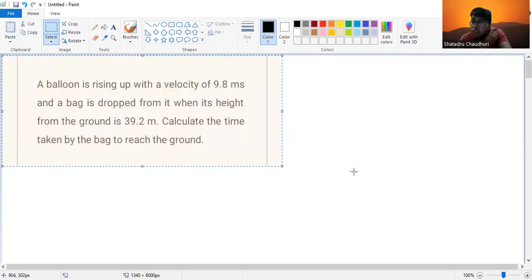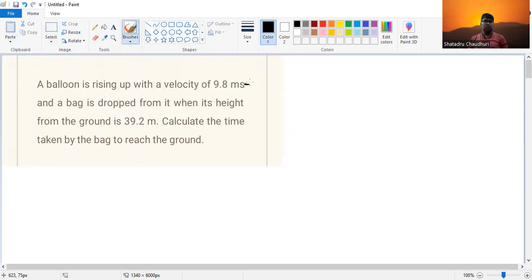There's a question: a balloon is rising up with a velocity of 9.8 meter per second. This is a printing mistake, this is s to the power minus 1. Sorry, a balloon is rising up with a velocity of 9.8 meter per second, and a bag is dropped from it when its height from the ground was 39.2 meter. Calculate the time taken by the bag to reach the ground.